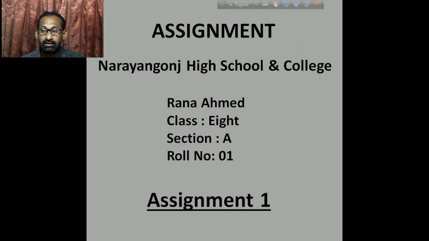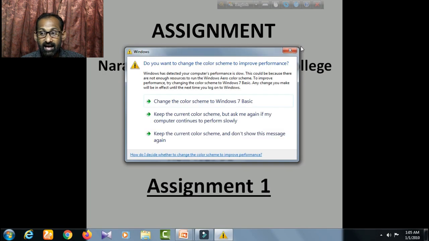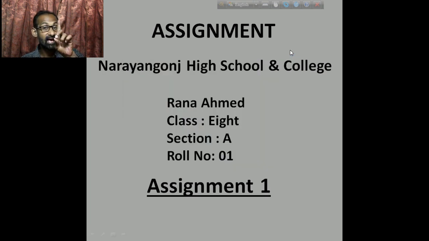And then it will be assignment number 1. In assignment number 1 there are 2 tasks.